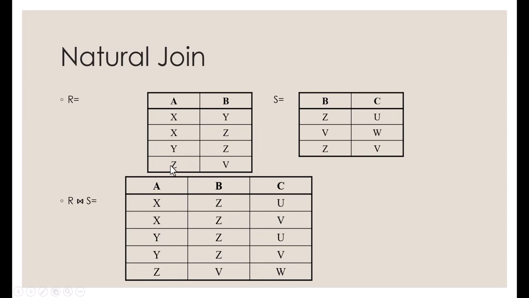The next one, we have Z and V. Do we have V? Yes, we have V here. So it's going to return Z, V, and W as the last row. So this is a natural join symbol. It's going to return, between the two tables that you're joining, the ones where the common attribute, which is B in this case, have the same value.